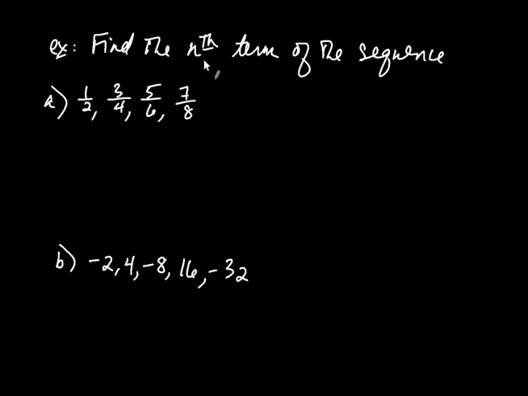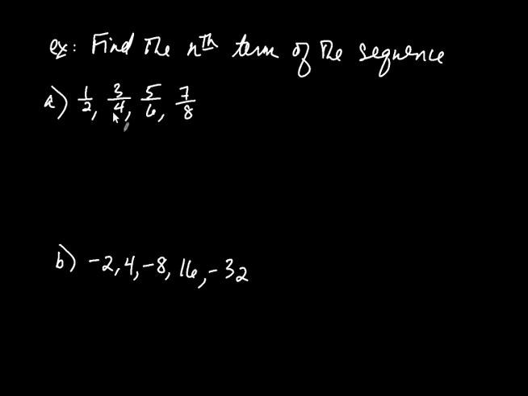So they want us to find the nth term of the sequence and have 2 examples here. Here's the first one and here's the second one. Now remember, the terms of the sequence, you want them to depend upon n, right? And n is the natural numbers. So when I look at this, I see there's a numerator and a denominator. And the denominator is easier to work with in this case than the numerator. Why?